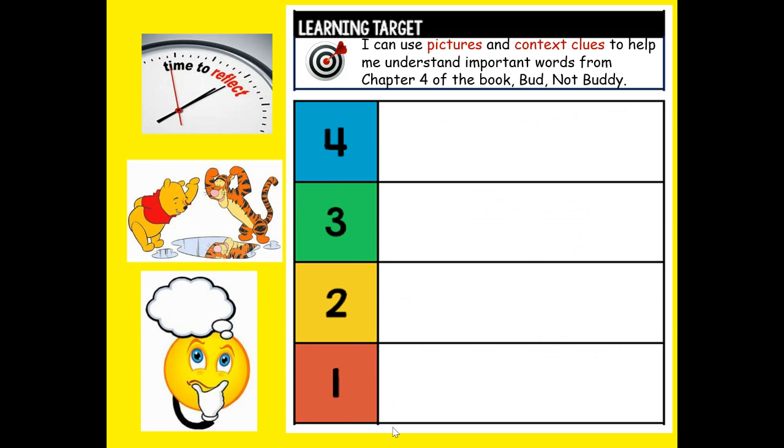So let's review and reflect on our learning target. What was our learning target? I can use pictures and context clues to help me understand important words from chapter 4 of the book Bud, Not Buddy.